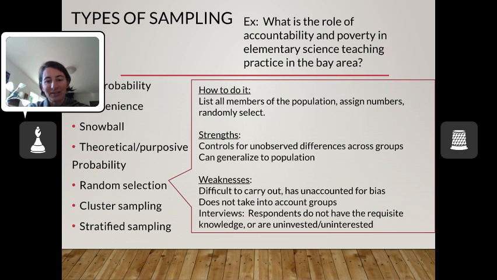The difficulties with this are that it's difficult to carry out, and there are forms of bias that are unaccounted for. For example, it doesn't take into account the way groups work. So for example, teachers probably have very particular experiences in particular districts. So I might want to move into a slightly different form of sampling in order to take into account the way districts or schools mediate what happens with teachers in accountability settings.